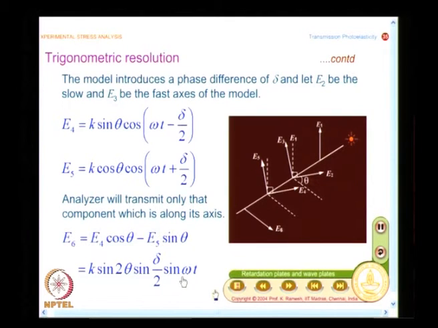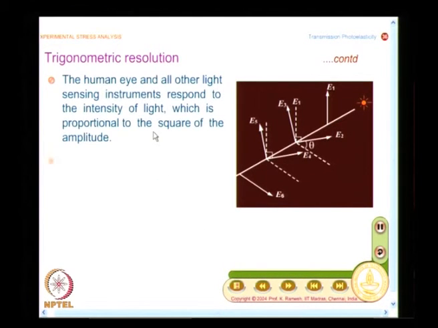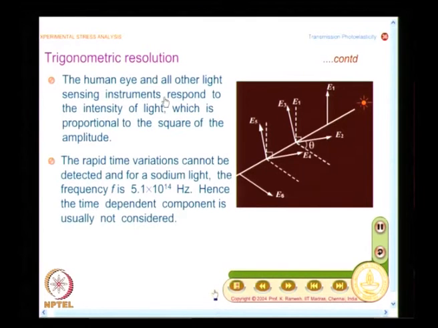But what do you record? I do not record the complete light characteristic. All the sensing elements are sensitive only to the intensity, not the complete light vector. Okay. So, that we will have a look at. What happens? The human eye is also a light sensing instrument. The human eye and all other light sensing instruments respond to the intensity of light. It is a very key concept.